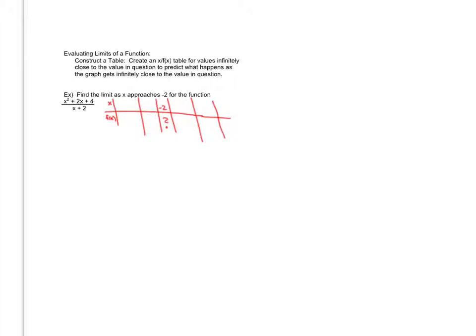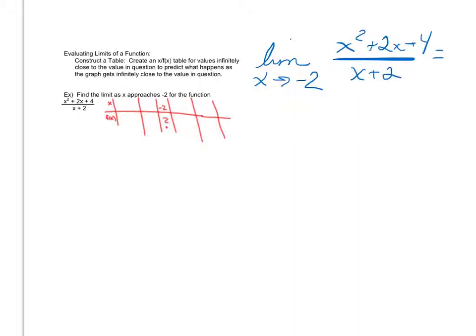But because it's a really good fallback method, I really want to make sure we all can do this. So let's say that I want to find the limit as x approaches -2 for this function. If I was going to write that out, it would look like this. The limit as x gets close to or approaches -2 for my function (x squared plus 2x plus 4) over (x plus 2), I want to know what is that equal to.